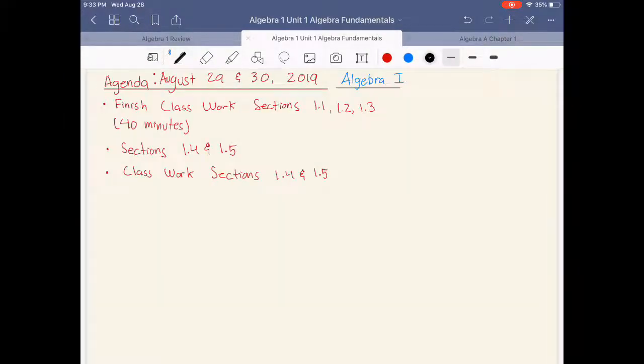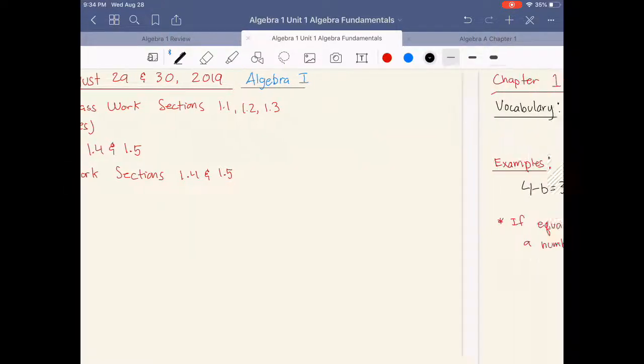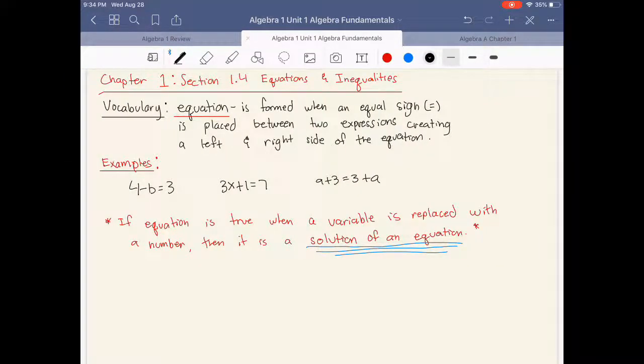Alright, so this is my agenda for Algebra 1. Please pause the video for the students to copy this down for a couple of minutes. Now that they're done copying the agenda, pause the video again to give them a couple of minutes to copy this down. Probably like 5 minutes.